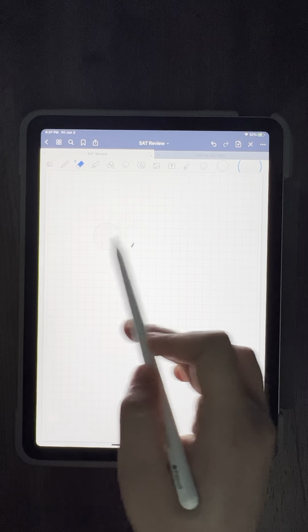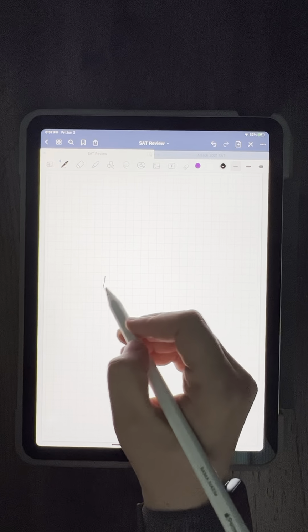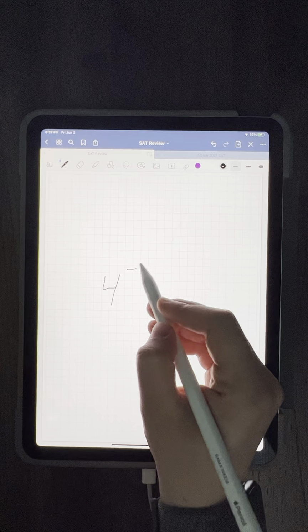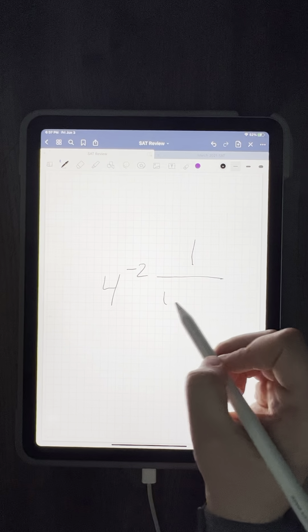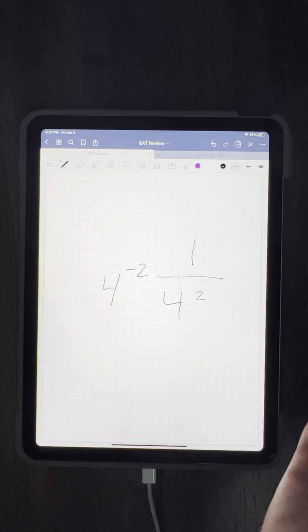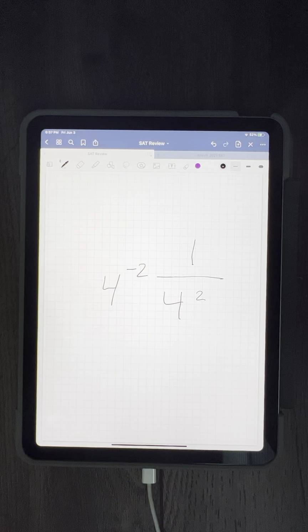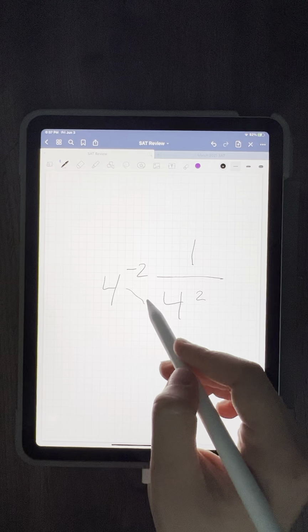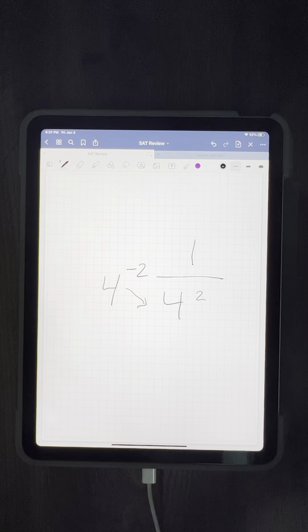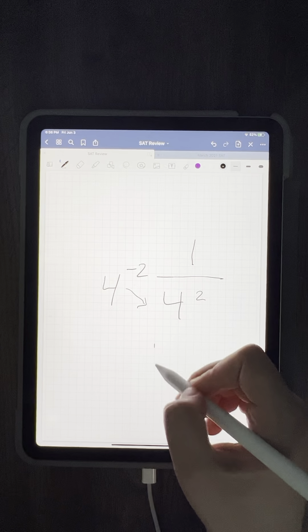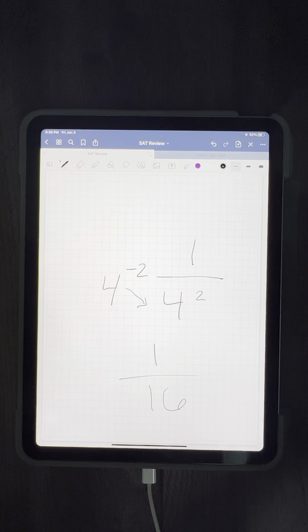But if you have, let's say, for example, 4 to the power of negative 2, you just do 1/4 to the power of 2, because we cannot have a negative exponent. So we need to bring this guy down to make him positive. We need to bring him down and put a 1 over him and make him a fraction. And then that becomes 1/16, okay?